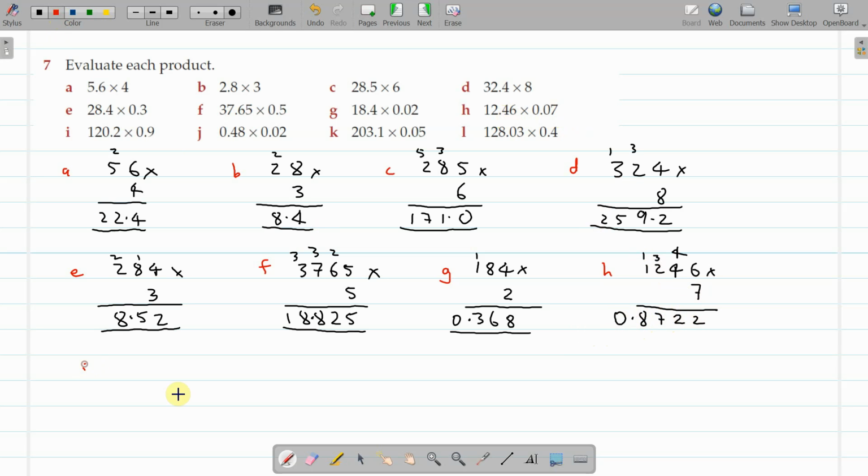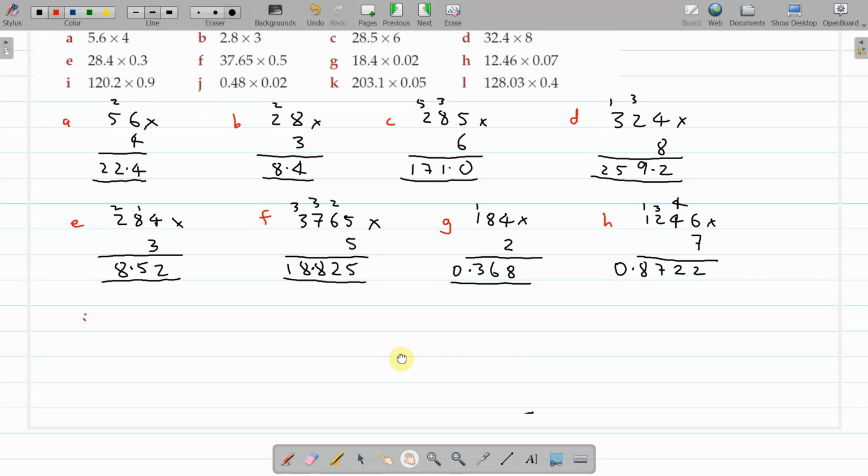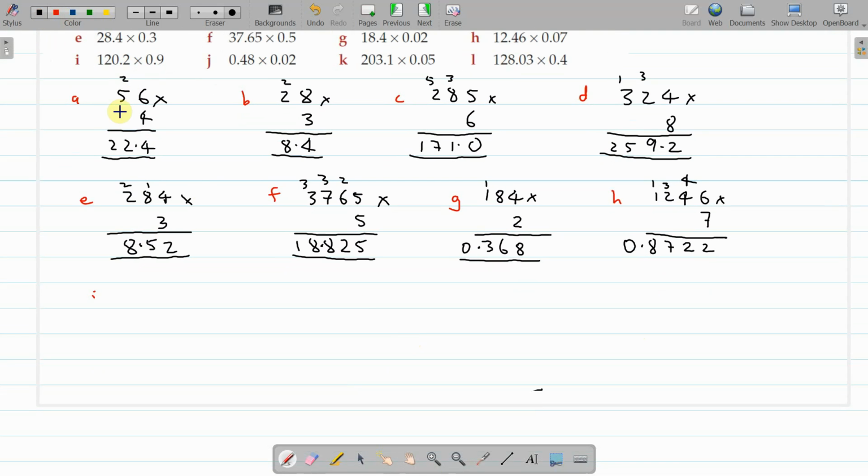I. Moving on up. Okay, 1202 and times 9. 9 times 2 is 18. 9 times 0 is 0, plus 1 is 1. 9 times 2 is 18. 9 times 1 is 9, plus 1 is 10. Decimal places of 1 there and 1 there is 2. J.